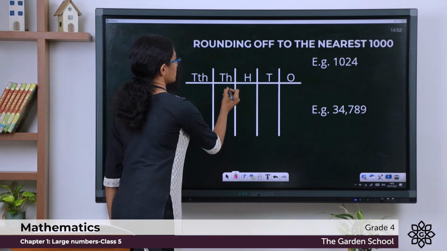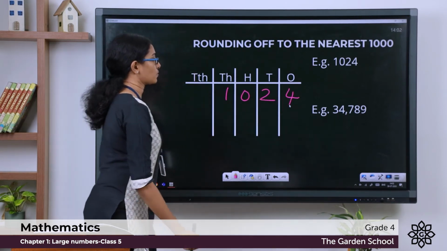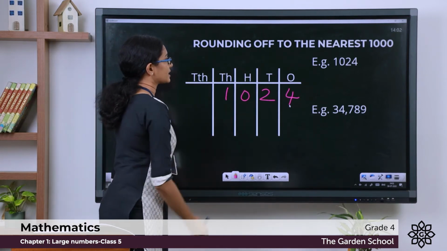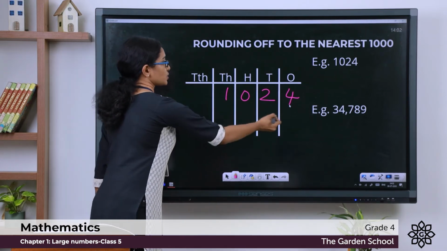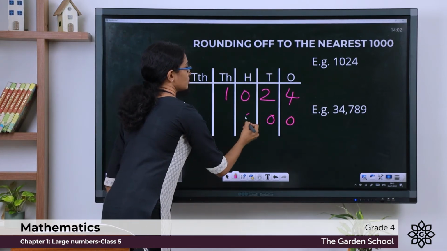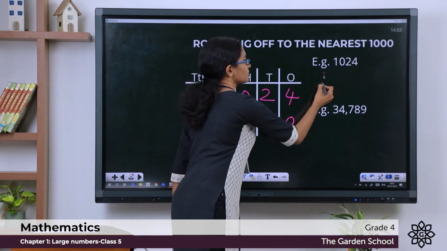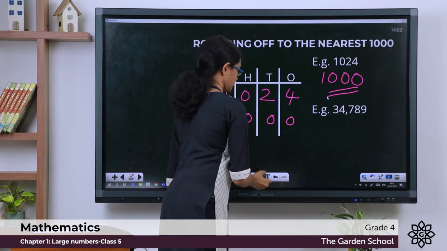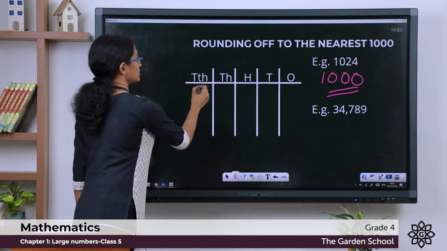Look at this one, 1024. In this case, the hundreds place is 0, which is less than 5. So let's change all the other digits to 0 and the thousands place remains the same. So 1024 rounded off to the nearest 1000 is 1000. Now what about the next number? It's a 5-digit number.